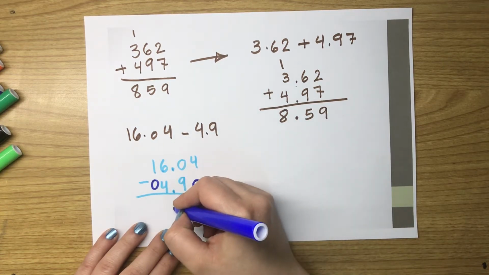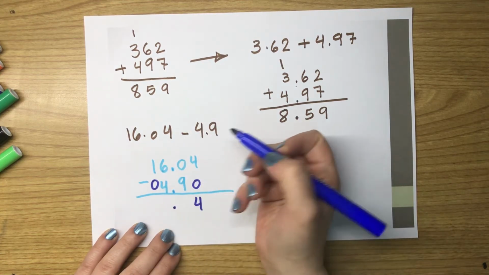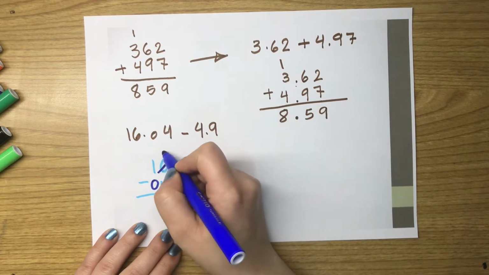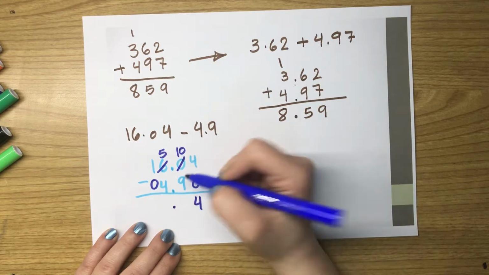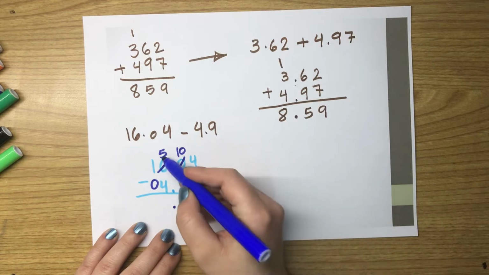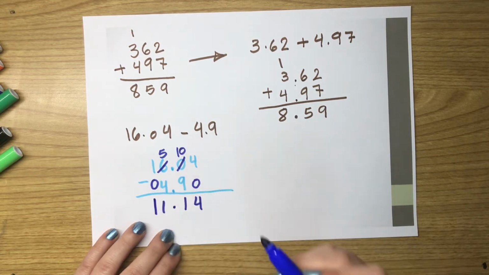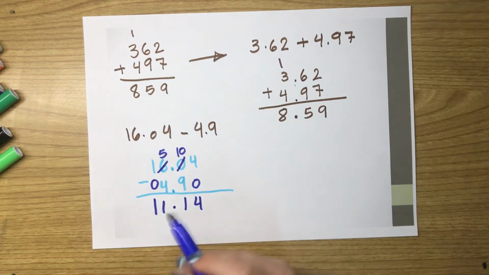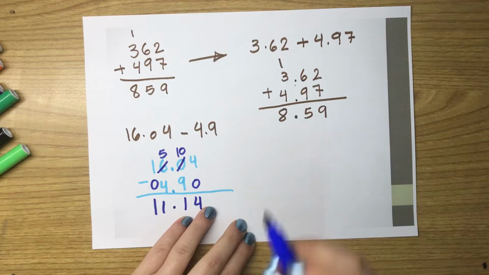Now keep the decimal point's place safe. 0 take away 9 we can't, so we have to regroup the 6 into 5 and the 0 into 10. 10 take away 9 equals 1. 5 take away 4 is 1. 1 take away 0 is 1. So the answer is 11.14.